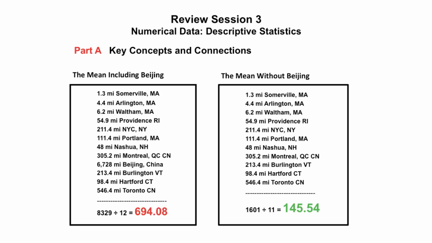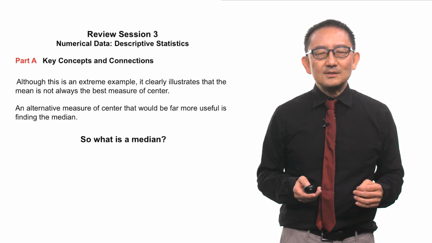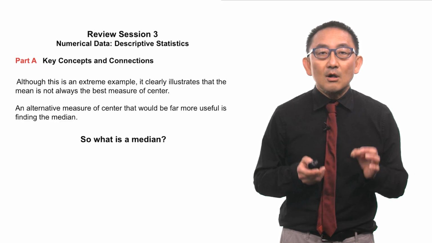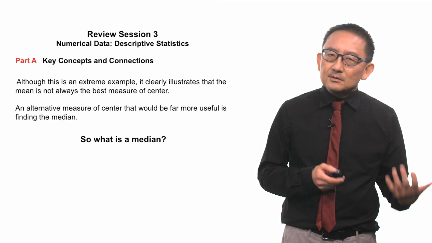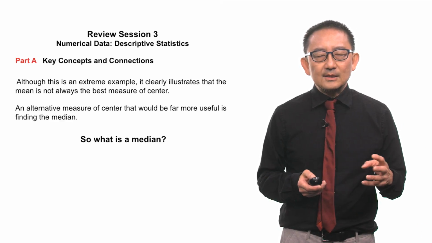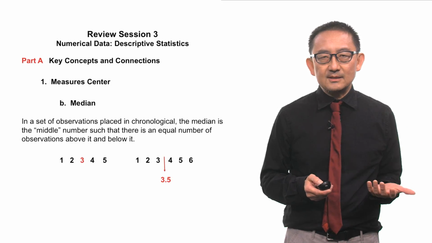It's certainly not the next town over, but it is a much smaller number of miles than when Beijing is in the mix. So this is an extreme example, but it clearly illustrates that the mean is not always the preferred measure of center. An alternative measure of center that could be used is called the median. So what is a median?